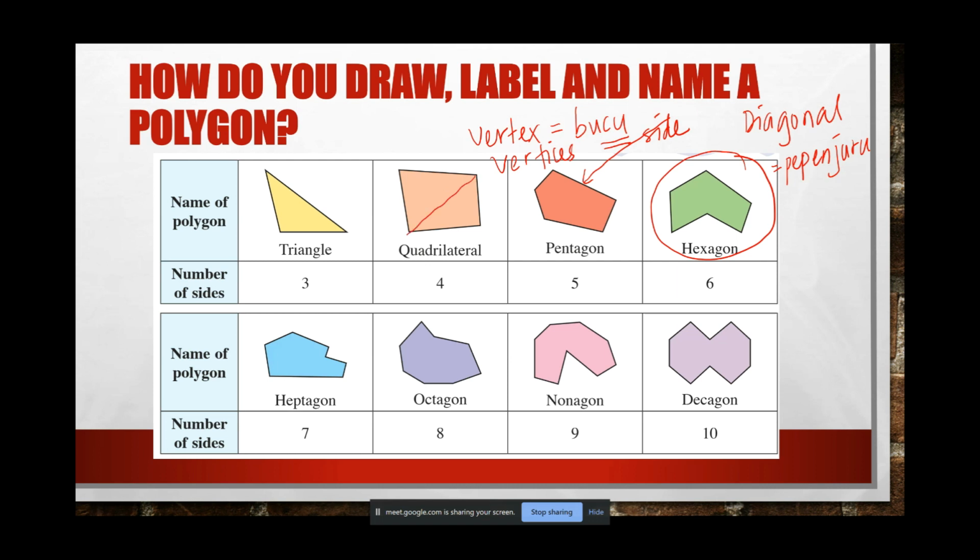Okay, now we look at pentagon. How many diagonals do we have? You have to join the vertex that is not next to the vertex itself. For example, if I'm looking at this vertex over here, we cannot join to this one and this one because they are next to it. So we have to join to the ones that are not adjacent to it. This and this.